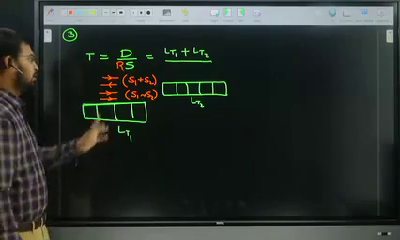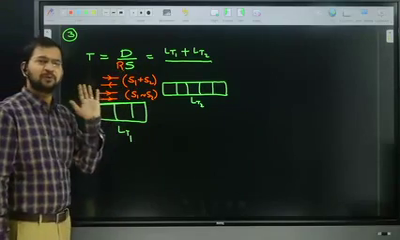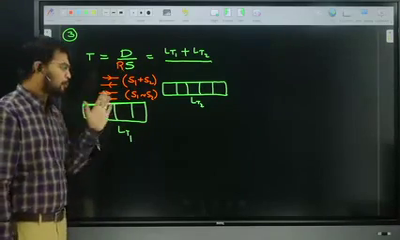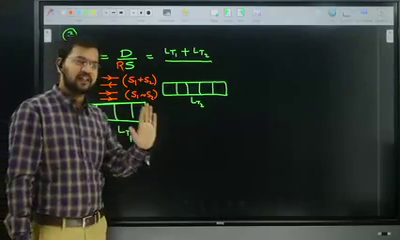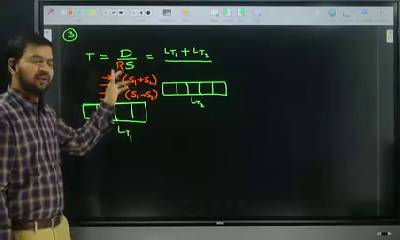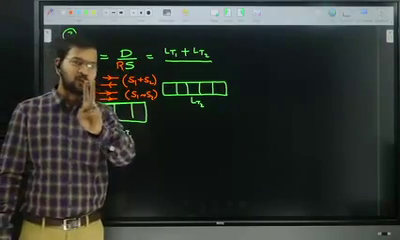Remember, in place of speed, we need to take relative speed. Why am I taking relative speed? Both the trains are in motion here. That is the reason in place of speed, I am going to take relative speed. In relative speed, two cases are there.